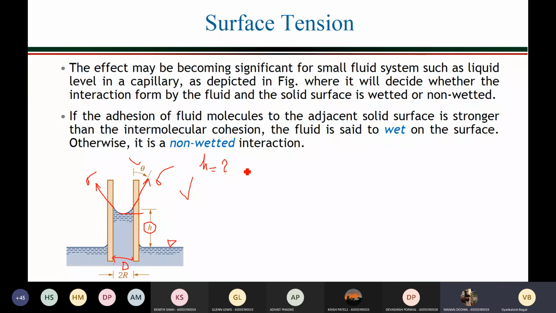Can you derive the expression for capillary rise? No, sir. How is it? You must have studied it in physics, no, or not?